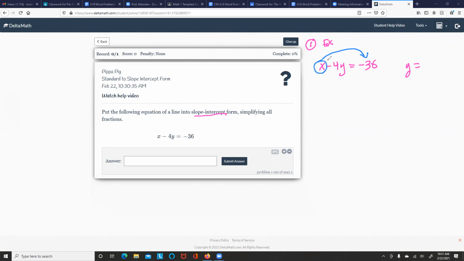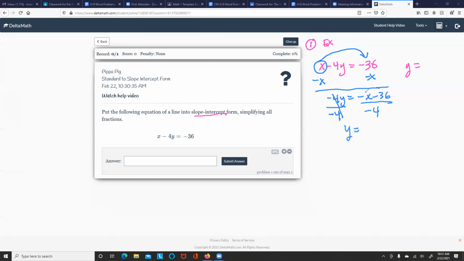We should move the x over, right? So we should minus x to both sides, and we get negative 4y equals negative x minus 36. So I have a bunch of negatives here. That's going to be nice because I'm going to divide by negative 4. To get rid of the 4 in front, divide by negative 4. And all my negatives are going to go away because negatives divided by negatives equals positives.